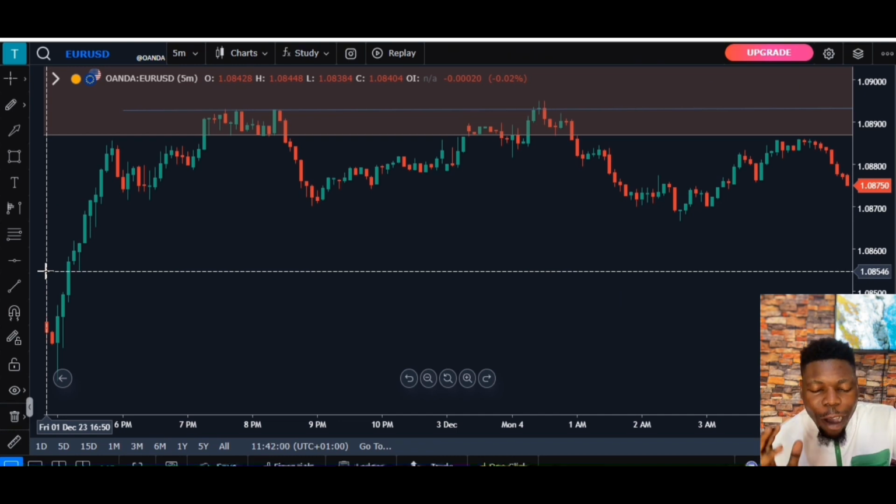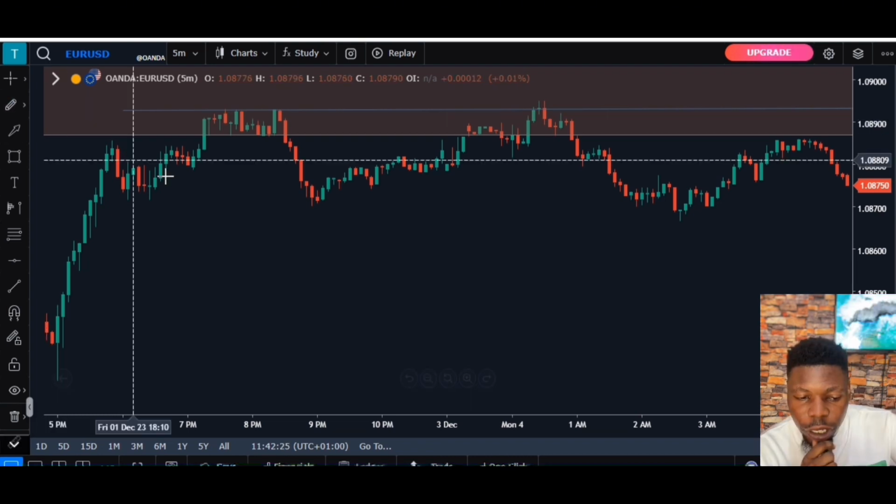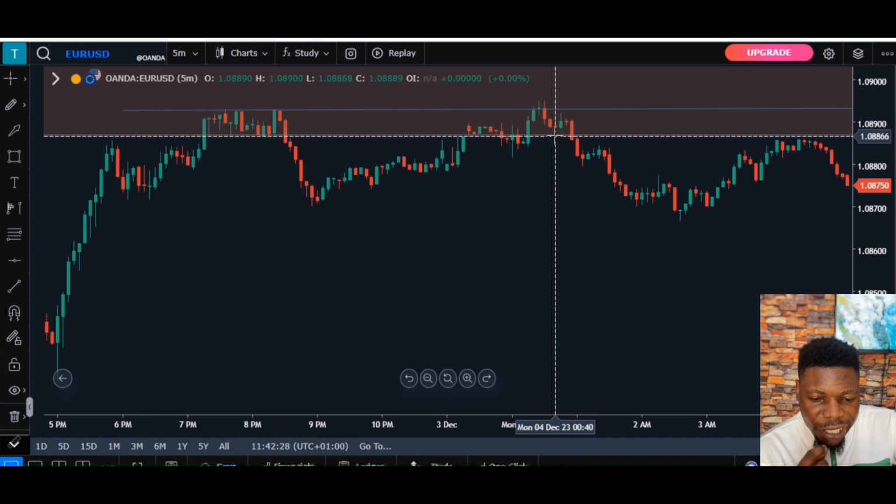So how do we enter this trade? Now, guys, this is a secret. This strategy is one of the most profitable high risk reward strategies. It has a high win rate and a high risk to reward. Hey guys, let's see what our risk reward will be.